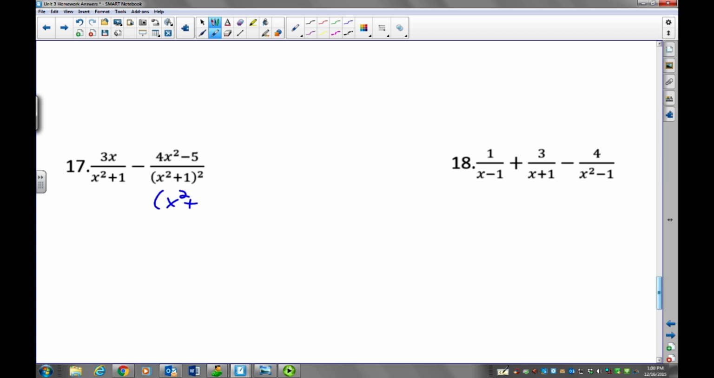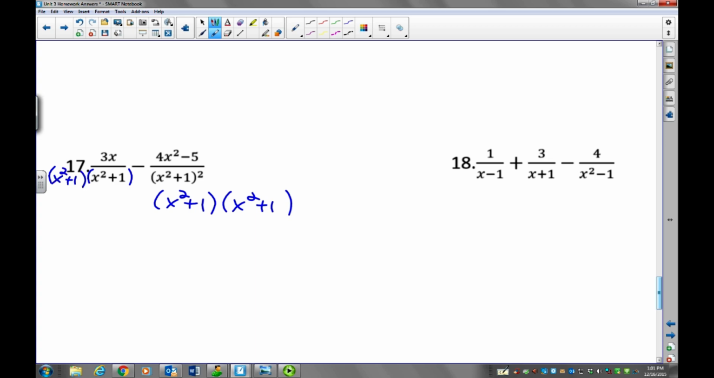Because that's to the second power, that means it's x squared plus 1 times x squared plus 1. So we write it out twice. That means this side is just missing a, what do you think, Carly? That's it, you guessed it. I bet you did anyways. It's missing an x squared plus 1.